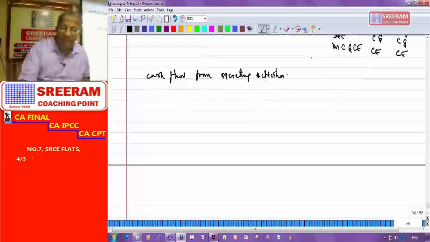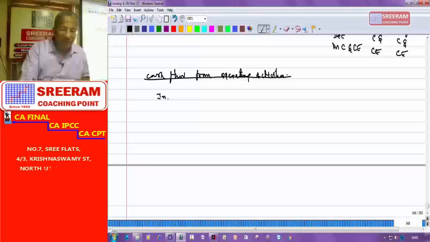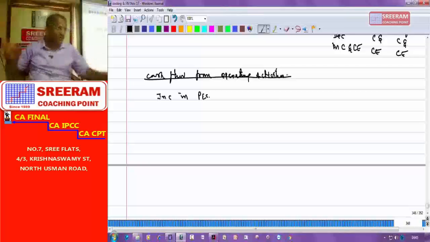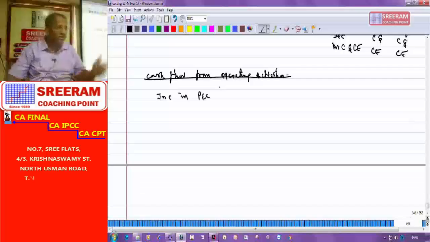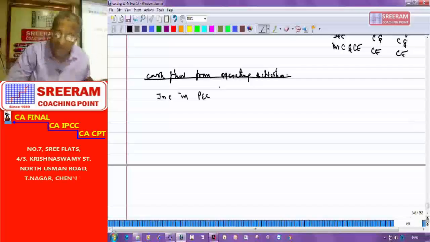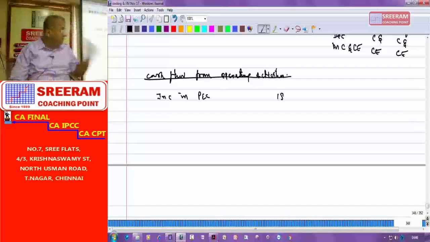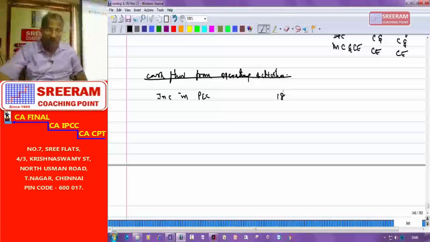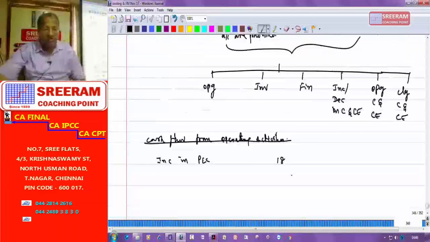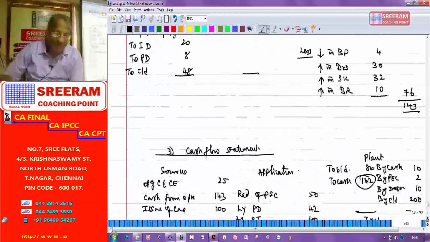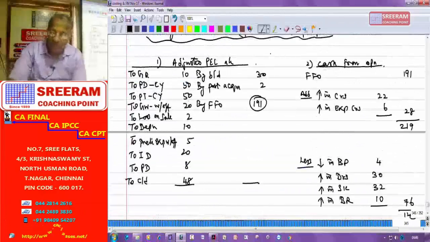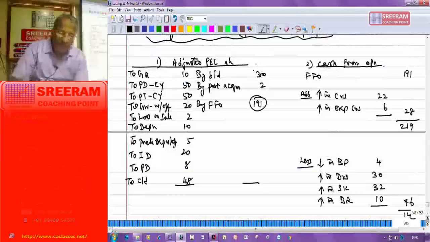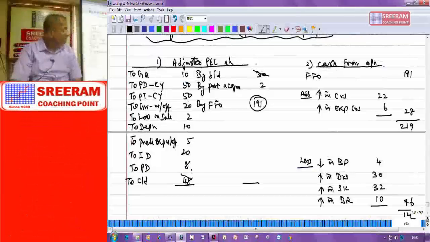What is that? Here we will take up, even before we could add, increase in P&L account. How much is that? Instead of writing 30 there and 48 here, we will take up 18. And whatever items that we have debited in profit and loss account are to be added. Didn't you do that in your adjusted profit and loss account? These items were added. Instead of noting down 30 and 48, I could have as well noted 18.